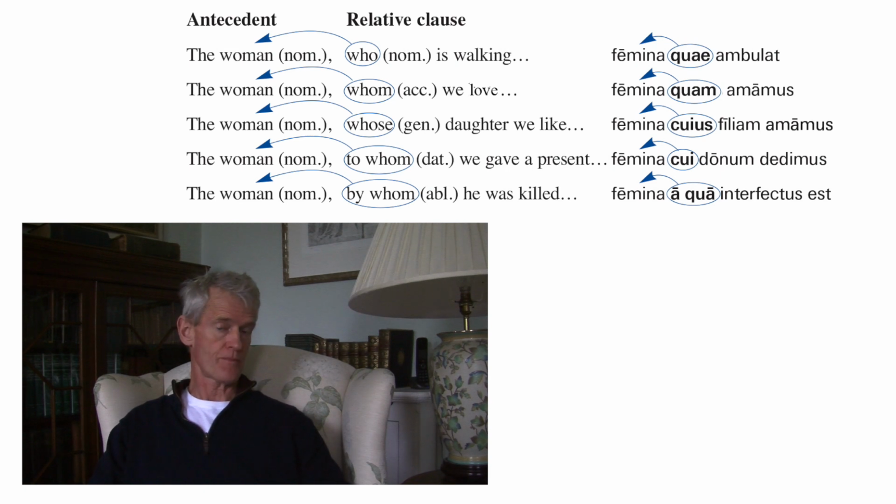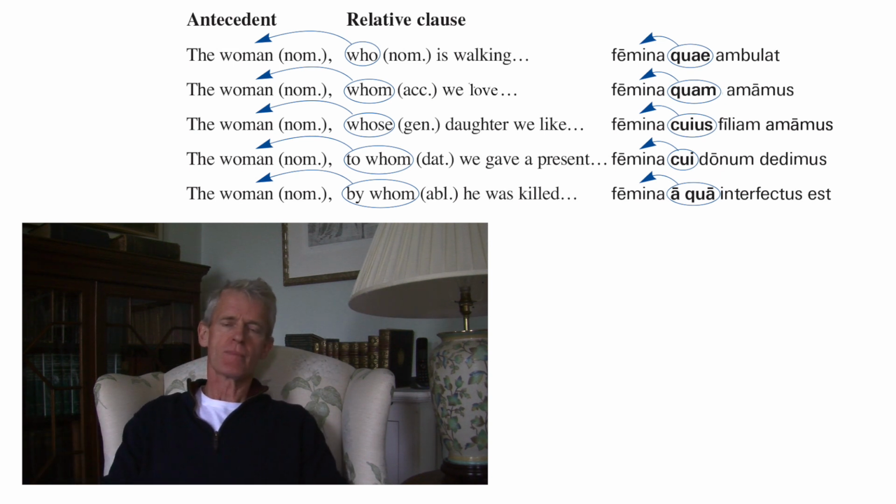Okay, second example. The woman whom we love is happy, or whatever. Now, the woman, okay, she's feminine and she's singular. So the relative pronoun is going to be feminine and singular.